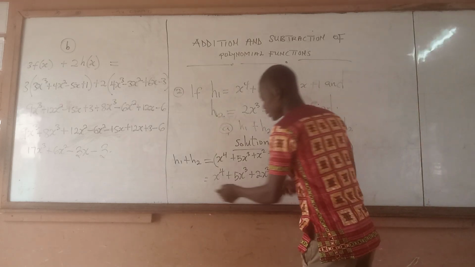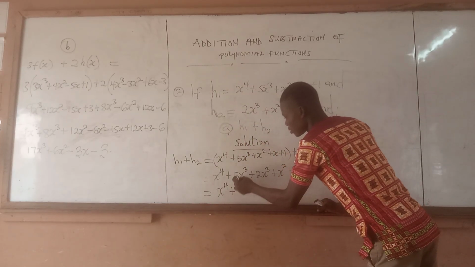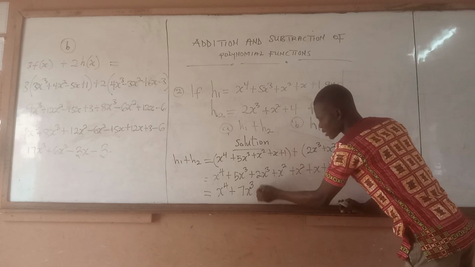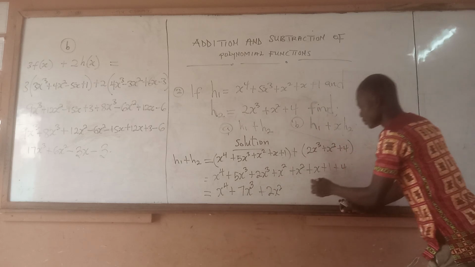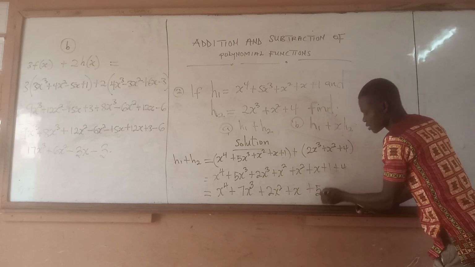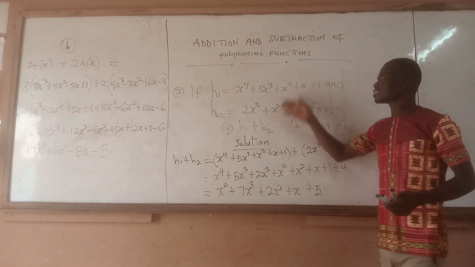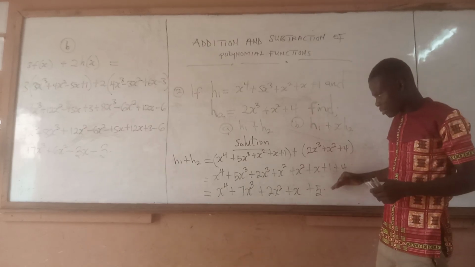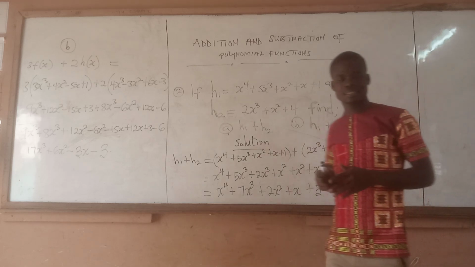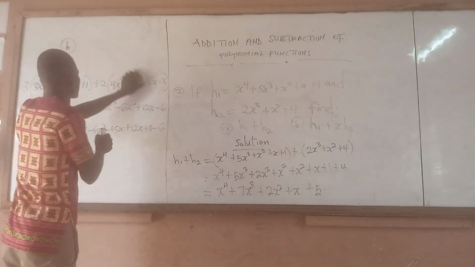So after grouping the like terms, take time for yourself and simplify everything. So s power 4 plus 5 plus 2 is what? 7s cubed. s squared plus s squared is what? 2s squared plus s plus 1 plus 4, which is what? 5. So when you take your time to add these two polynomial functions, this is what you are going to get. And it is not any problem to solve that. So now let's look at how to solve for the b part.